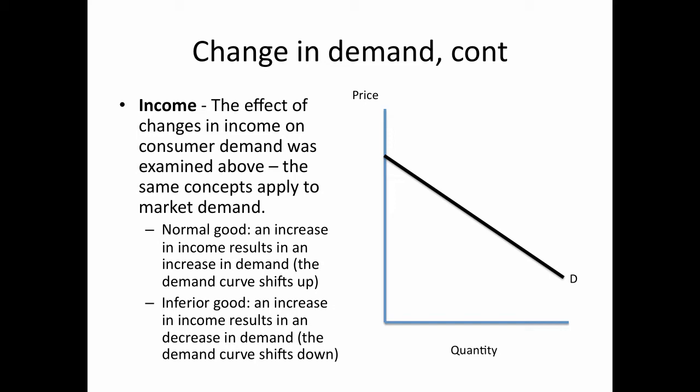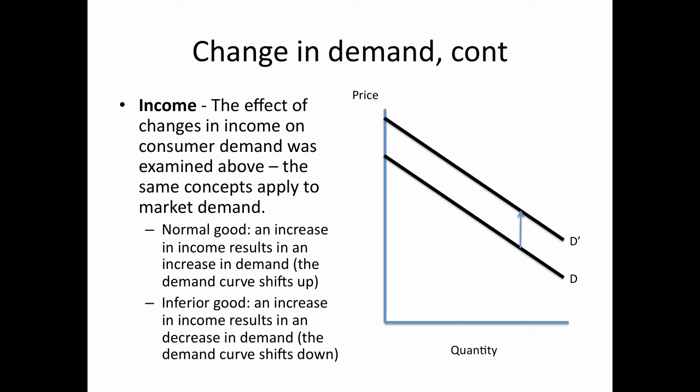Now, recall that when income changes, the effect of that change in income on consumer demand depends on whether or not the good is a normal good or an inferior good. If it's a normal good and there's an increase in income, then we know that there's an increase in demand. That is, the demand curve shifts up. So what I've just drawn is an increase in this demand curve from D to D prime because we've assumed that income increases. So that increase in income for normal goods causes an increase in demand. We call it an increase in demand because the demand curve shifts up.